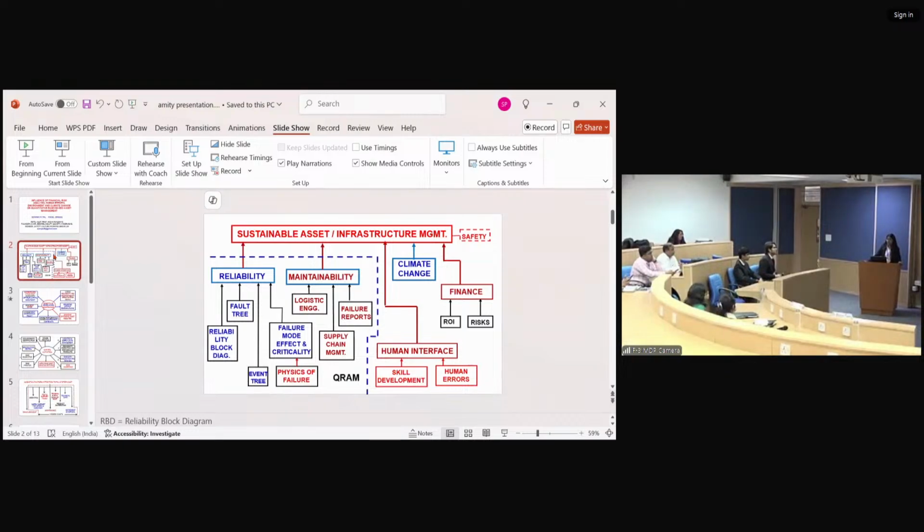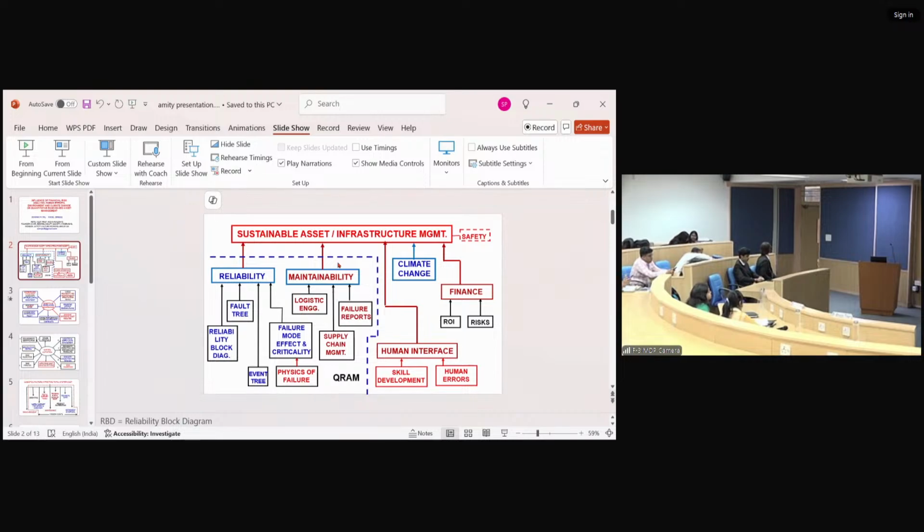The very first thing is that a sustainable asset or infrastructure first requires reliability. That is, it should work as per the specification over a time period. The techniques used are reliability block diagram, fault tree analysis, event tree analysis, and failure mode effect and criticality analysis. The last one is based on physics of failure of the component. Then we come to maintainability. In case of any failure, in what way are we going to bring it back to service very fast? So we require logistic engineering, very good failure reports and action taken, as well as supply chain management. These are the front end for QRAM.